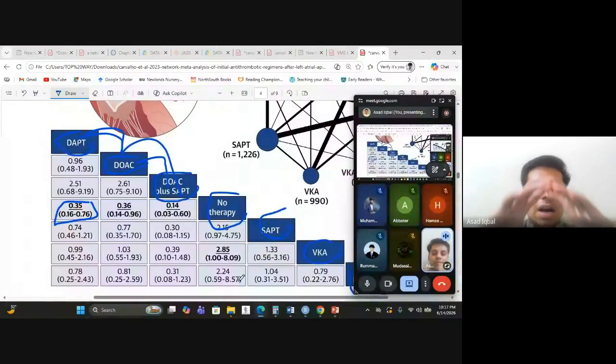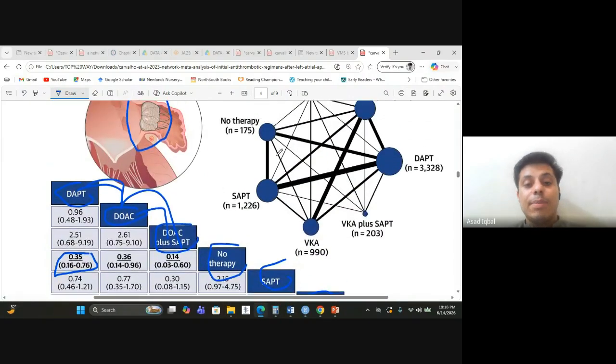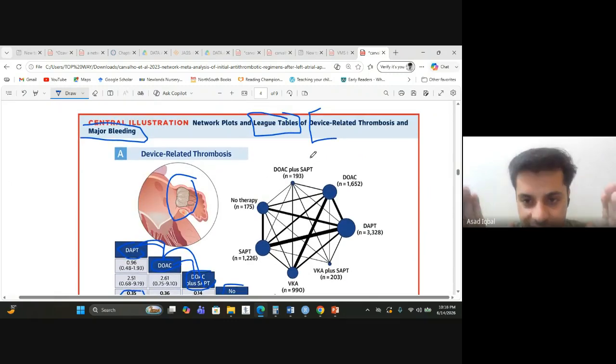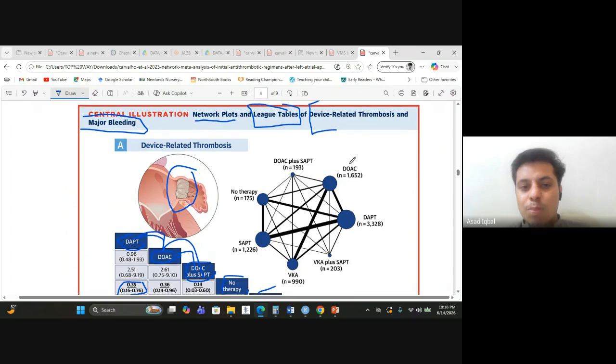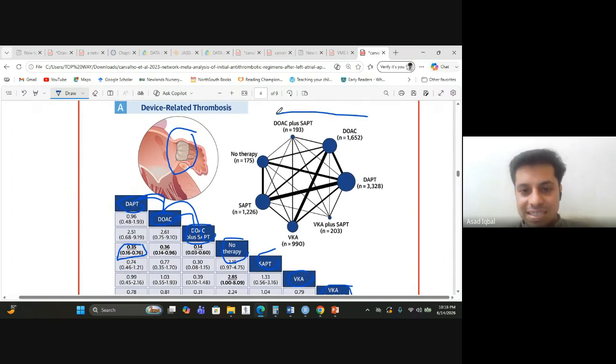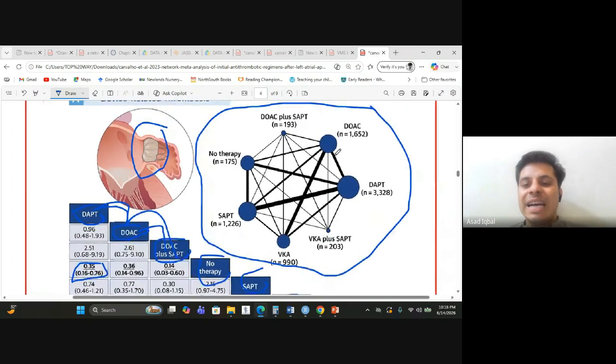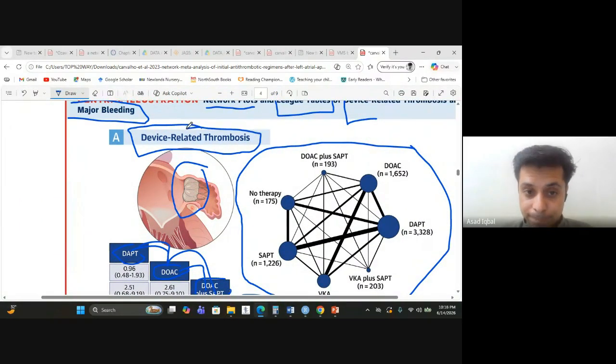So when you understand the basic forest plot, after that comes a league table. This is usually called a league table. What the league table is and what it represents is really important to know. But before the league table, make sure you know network plots. Network plots are network graphs. This is actually showing how many interventions we have in this network meta-analysis for this specific outcome.